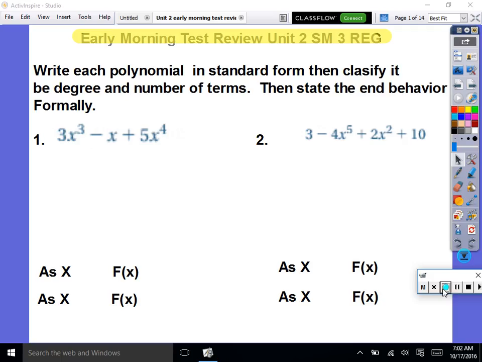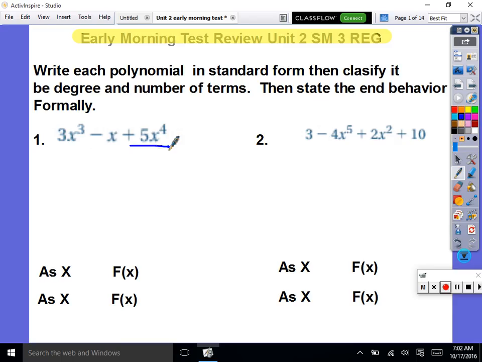So it says write each polynomial in standard form, then classify it by degree and number of terms, then state the end behavior formally, which is what I've started here. So the first thing you want to do is combine like terms and put it in standard form. So make sure you do this correctly. These are the easiest problems on the test. If you miss these, you're just kicking yourself in the shins.